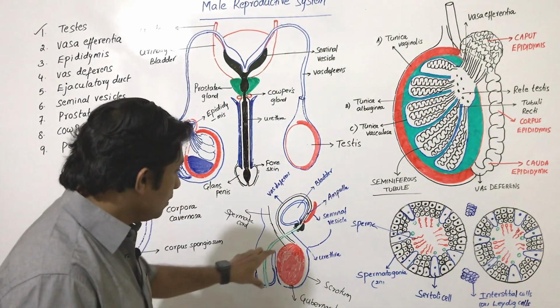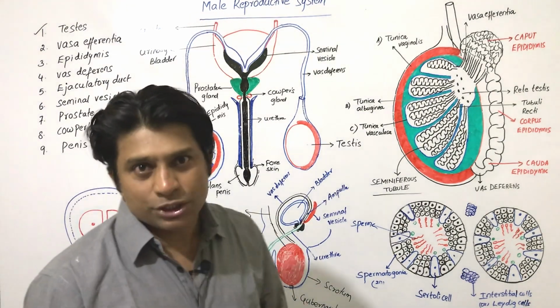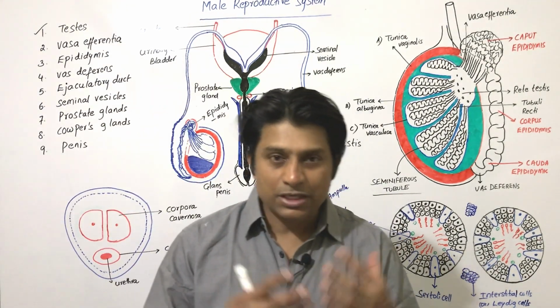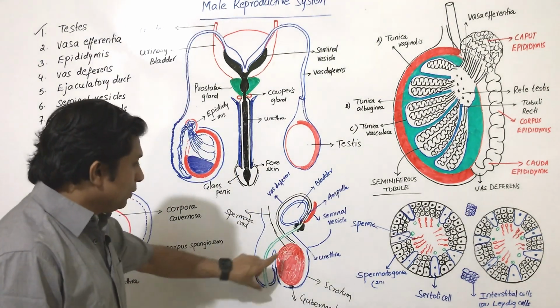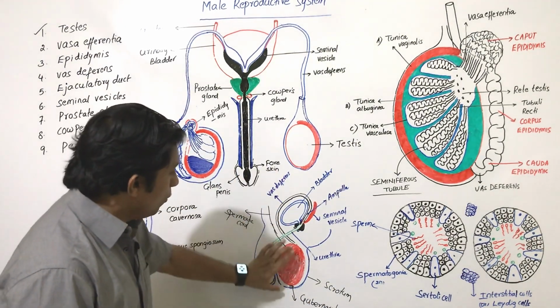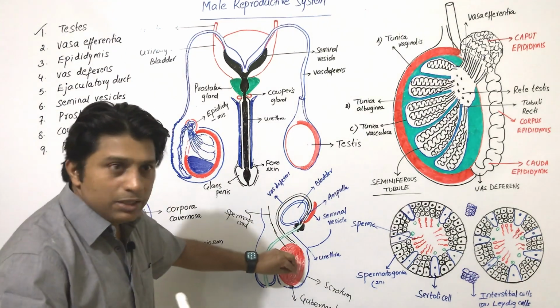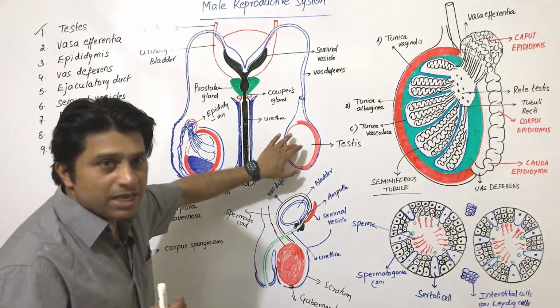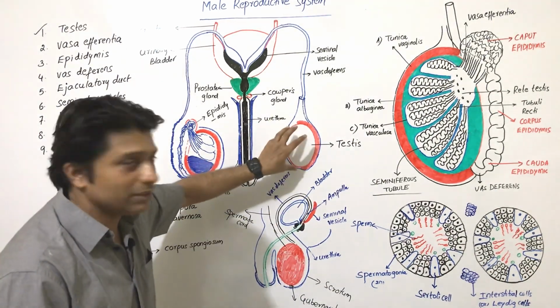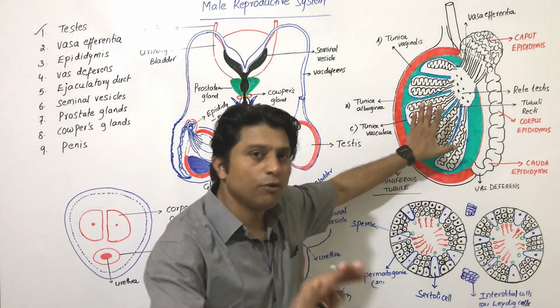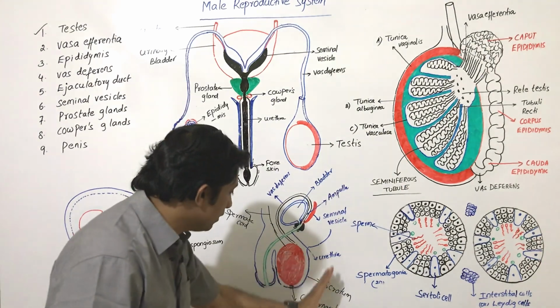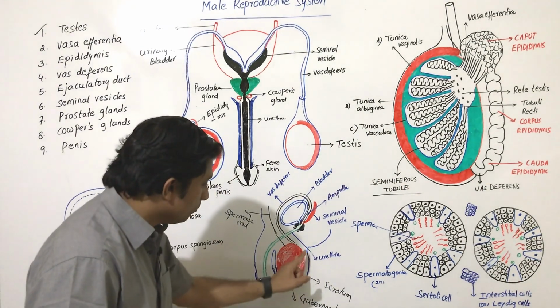Next, the surgical correction of cryptorchidism is called orchiopexy. Fine. Next, testes are one pair present in the scrotum. Now when you study the testes in detail, let us find out the structure of the testis inside. Before going to it, a few points we'll discuss regarding the scrotum.